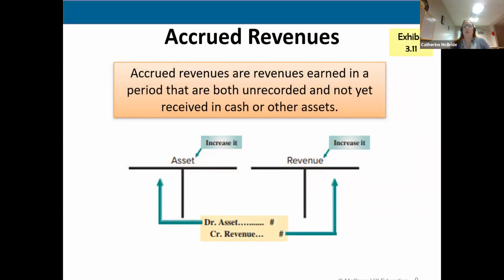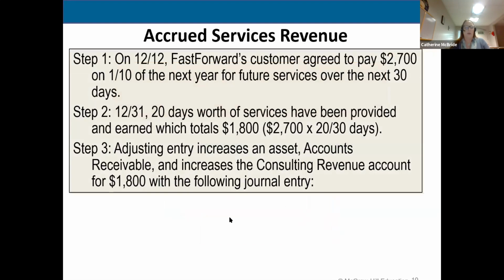Accrued revenues is the same concept as accrued expenses. We've earned the revenue, but we haven't recorded it yet. It belongs to us. We've earned the revenue, but we haven't recorded it because we haven't gotten paid, or we haven't gotten an invoice. We haven't invoiced the customer yet. Maybe the job is in process, but we've finished it. So we've earned the revenue, and we need to record it in the correct period.